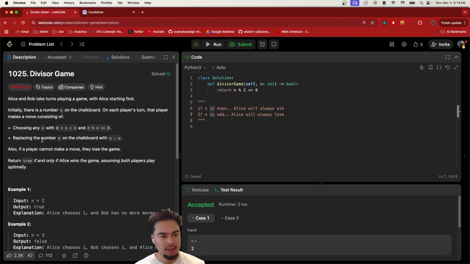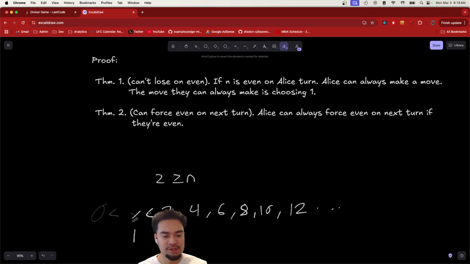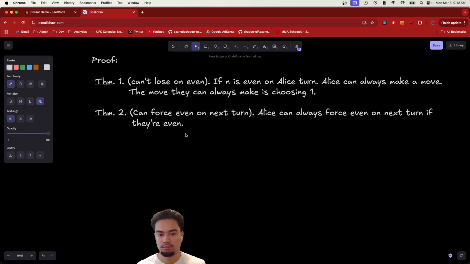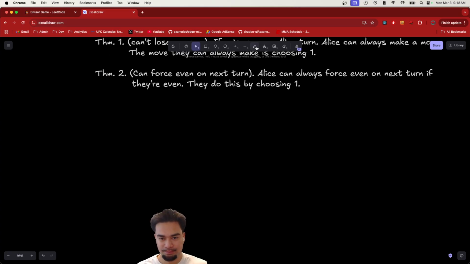What else? Okay, so that proves the first theorem. Alice can always force an even number on the next turn. How are they going to force even on the next turn? I'm going to say that they do it by choosing 1 every time. So every time Alice has to go, they choose 1. Why does that work?